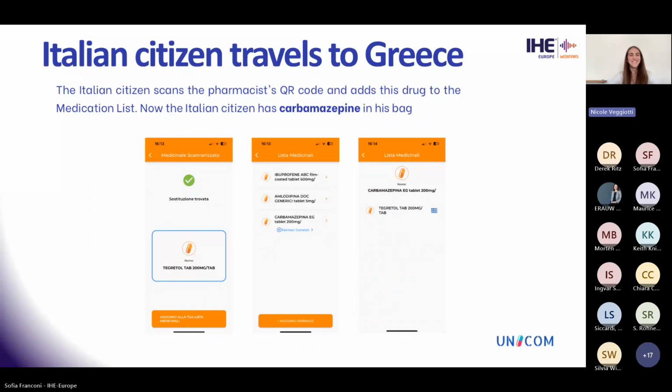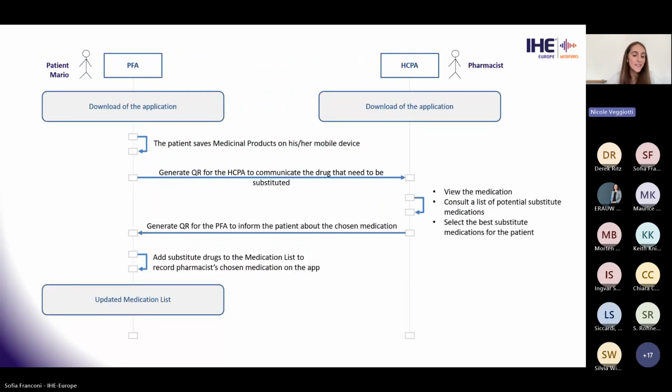So the Italian citizen Mario scans the pharmacist QR code in the first screen and adds this drug to the medication list. So now our Italian citizen Mario has his substitute medication in his medication list, as you can see in the second and the third screen, and also in his bag. So here our use case ends.